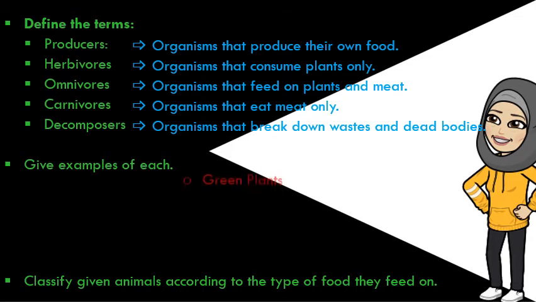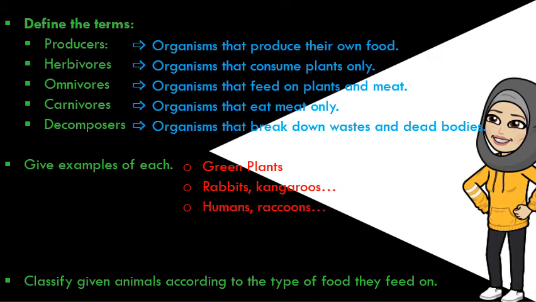What is an example of producers? Green plants. I will say, for example, the apple tree. Isn't the apple tree a green plant? I will say the rose plant. The rose plant is a green plant. So we have lots of examples of green plants that are producers. Examples of herbivores are rabbits and kangaroos. Rabbits and kangaroos feed on plants only. What are examples of omnivorous animals? Humans, raccoons, monkeys, hens, some kinds of bears are omnivorous animals.